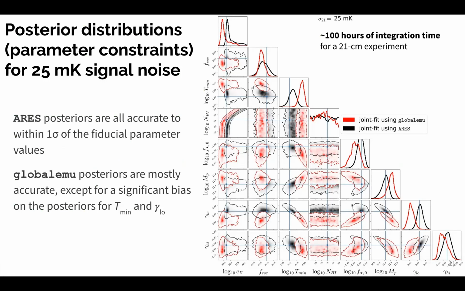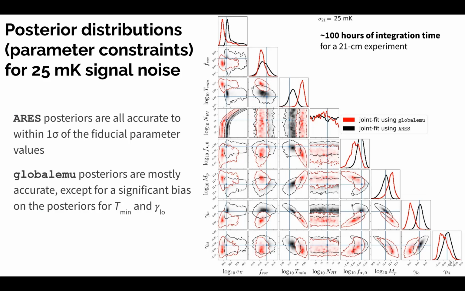Now this is a corner plot. There's a lot of information here, but we're going to go through it. On the diagonal are the 1D posterior distributions for the 8 parameters that we're trying to constrain. On the off diagonal are the 2D posterior distributions between each of the parameters. In red are the posteriors obtained by the emulator, and in black are the posteriors obtained by the model Aries. This is for a noise level of about 25 millikelvin on the mock global signal that we're fitting.